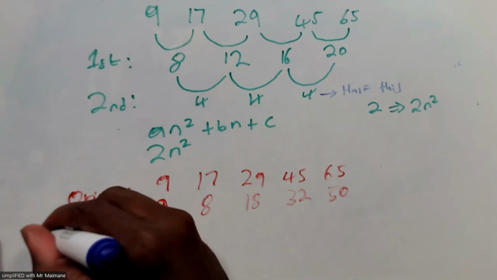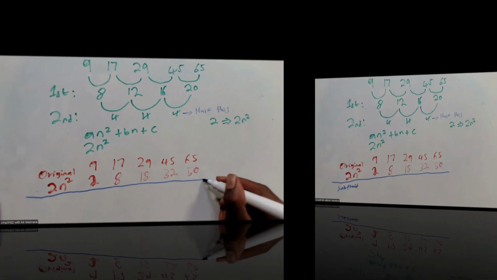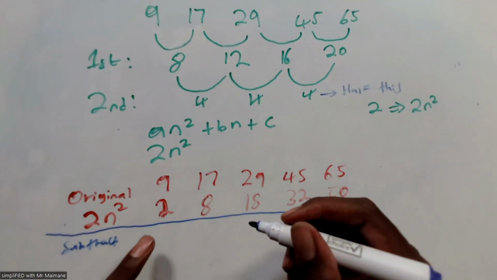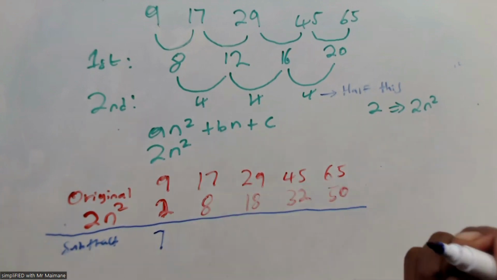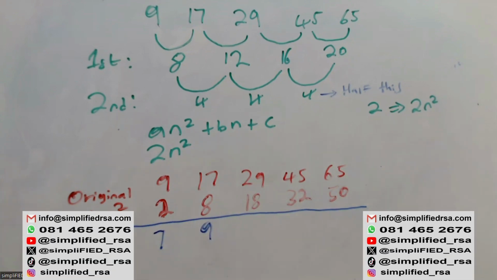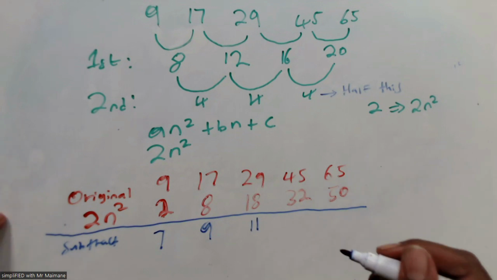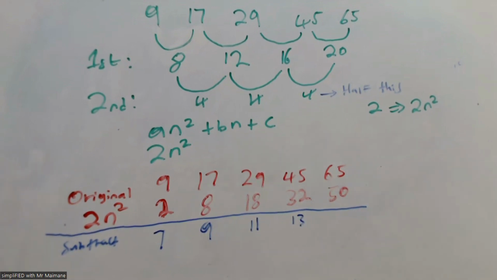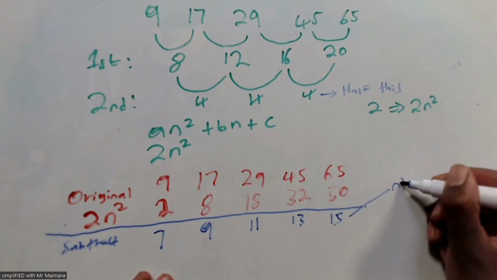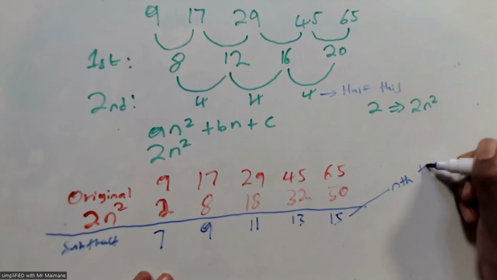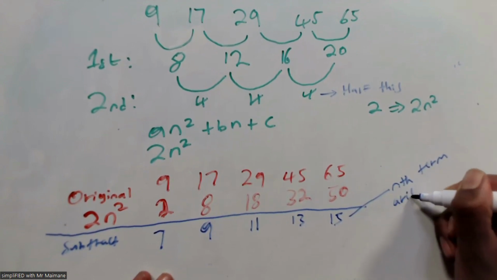And the next step, we subtract. 9 minus 2 gives us 7. 17 minus 8 gives us 9. 29 minus 18 gives us 11. 45 minus 32 gives us 13. And then 65 minus 50 gives us 15. From there, we can get our nth term the normal way, as with an arithmetic sequence.